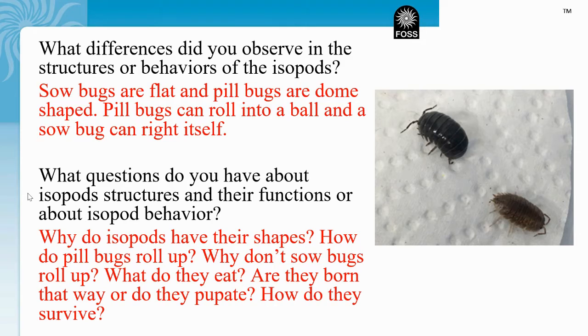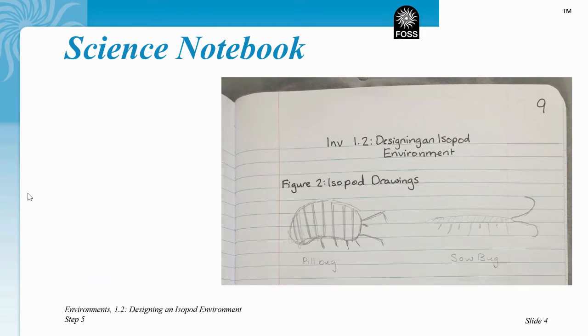Later this week, you will have a reading all about isopods, and we will make sure that we answer the questions that aren't answered in that reading throughout the lessons this week. So like good scientists, let's get to drawing of your isopods. In just a moment, I want you to draw your isopods on the Investigation 1.2 page of your science notebook.